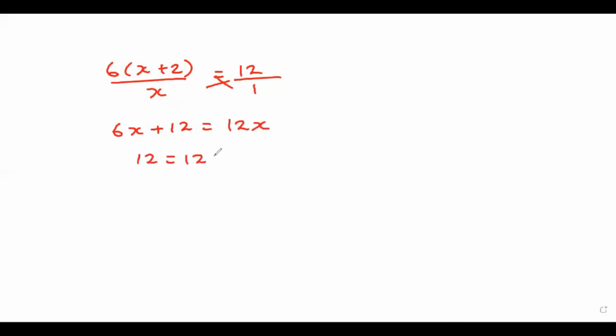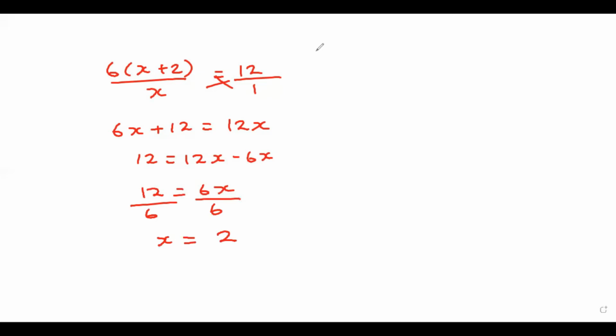From here, I can expand and cross multiply. So we have 6x plus 12 being equal to 12x. Now I group my like terms. So 12 would be equal to 12x minus 6x. So 12 would be equal to 6x, and I divide both sides by 6. That means x would be equal to 2.